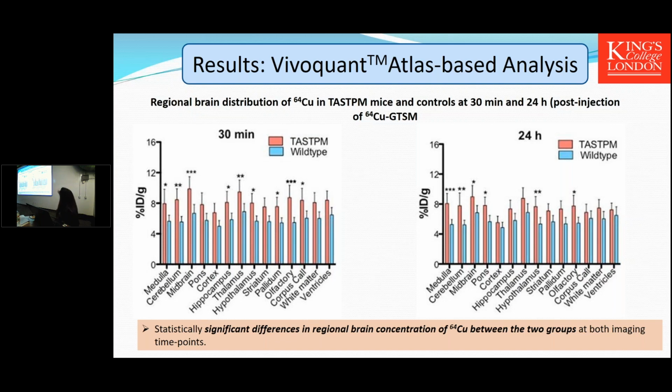If you look at the 24-hour time point, again, you see that overall, the normal level of copper in a normal brain stays relatively stable compared to the 30 minutes and 24. And again, the TAS-TPM, this diseased animals, still show enhanced copper uptake in the brain and very specifically localized to very specific regions of the brain. So there is a statistically significant difference in regional copper brain concentration.